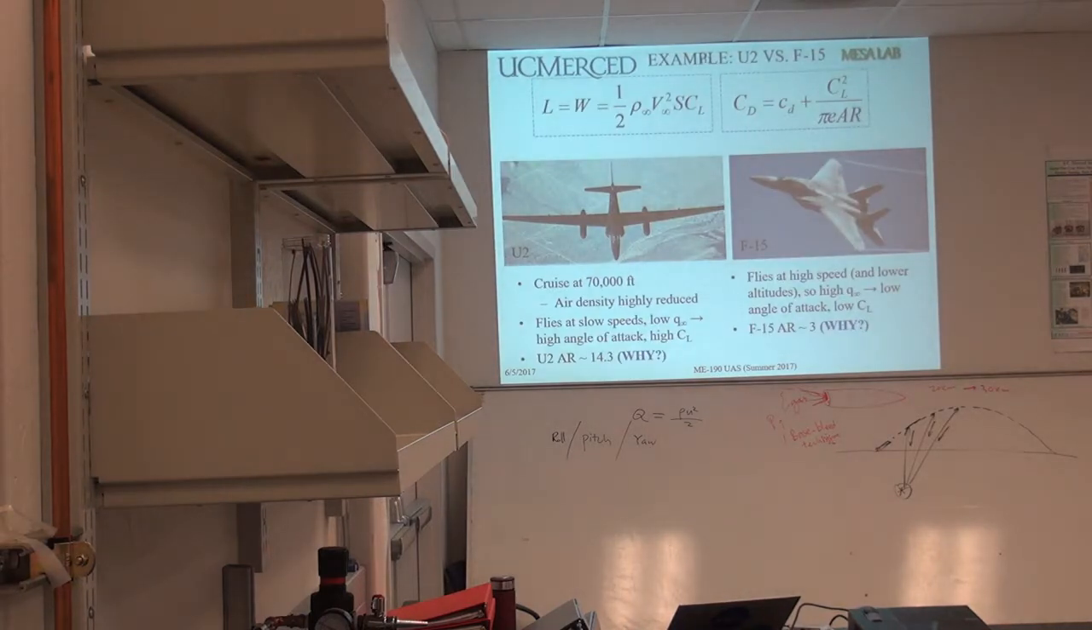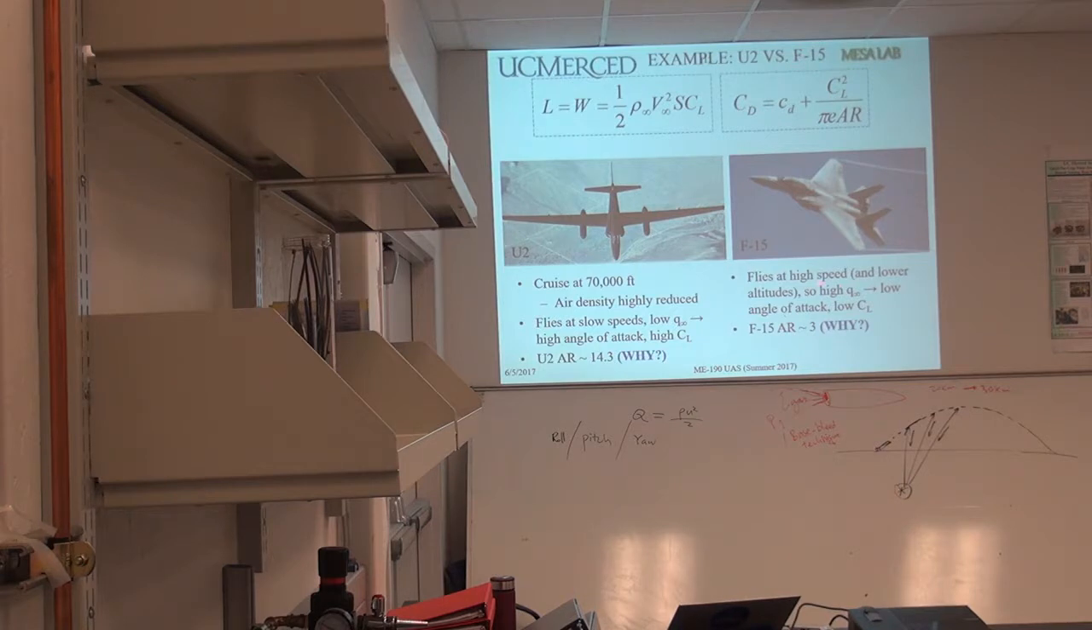And then the U-2 versus the F-15, they have totally different things. The aspect ratio is 14.3, so it's very long. This divided by that is the 14.3 aspect ratio. The U-2 is a spy aircraft flying very high, at 70,000 feet. Air density is highly reduced, so the drag is small and it can fly longer, and fly at relatively slow speed, so lower dynamic pressure and high angle of attack. So the lift is high and you can carry more. In this case, they use a very large aspect ratio. The wingspan is very, very high.